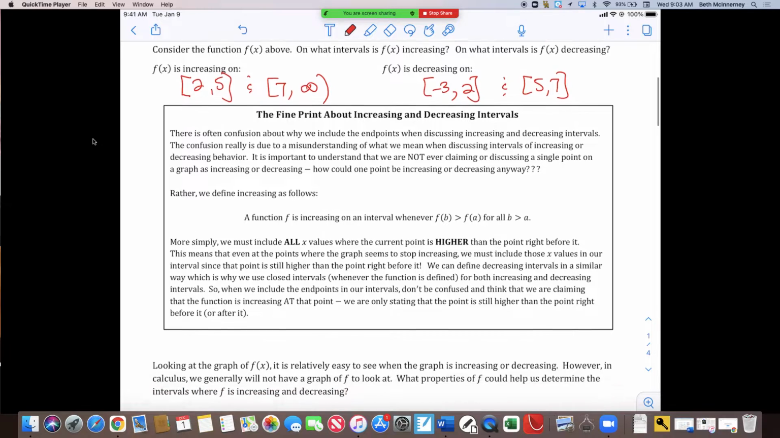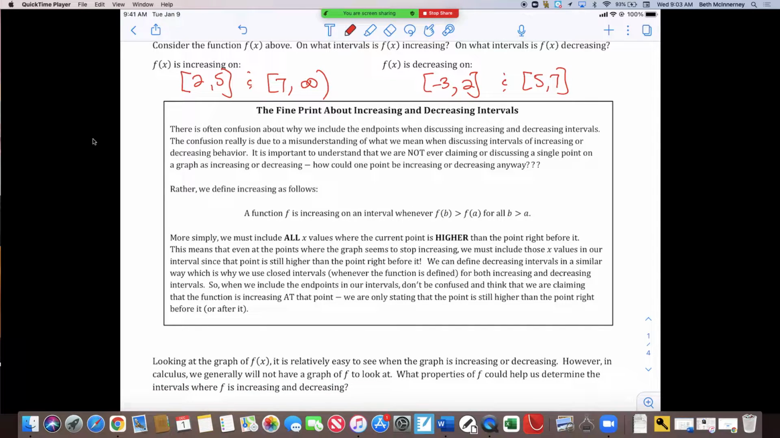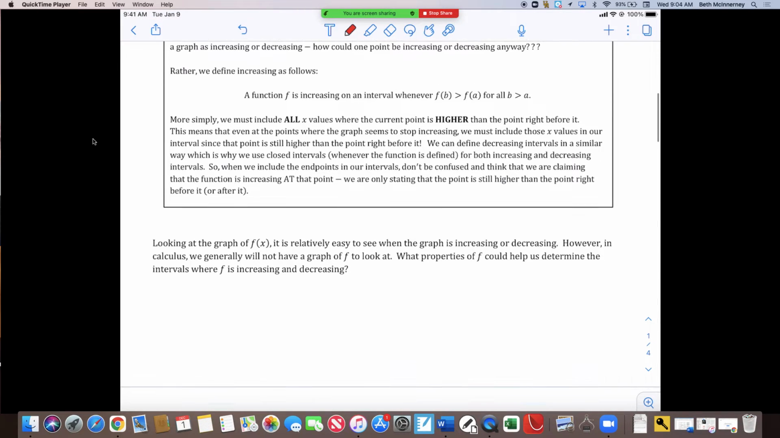So when we include the endpoints in our intervals, don't be confused and think we are claiming that the function is increasing at that point. We are only stating that the point is still higher than the point right before it or after it.